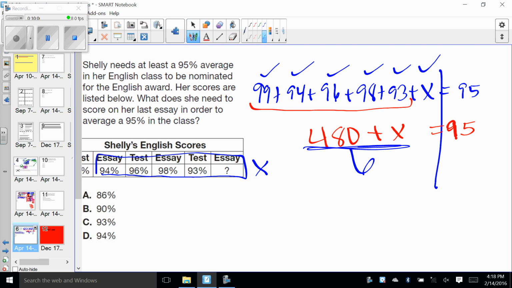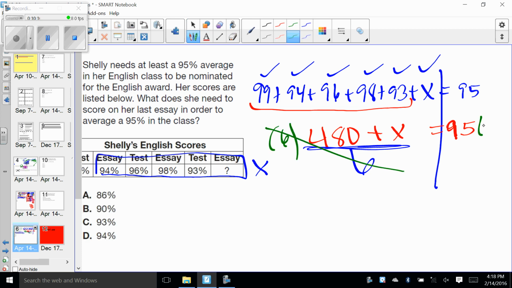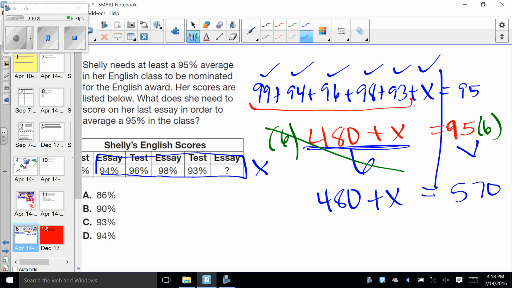Hand method kicks in. We got to kill that denominator. We multiply by 6, nice and high. Copy, paste. So if you haven't used it, we drag it down. That's 480 plus x equals 95 times 6 on the right-hand side. 95 times 6 is 570. Go ahead and type that in. Make sure you're getting 570.